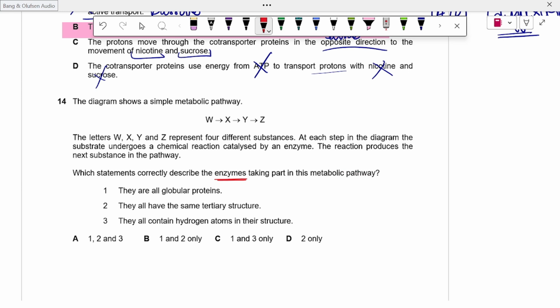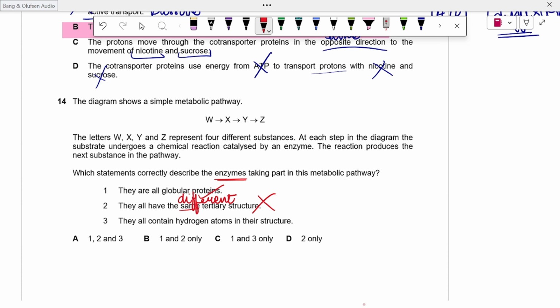So you're going to look at the properties of your enzyme. Recall the properties of your enzyme. They're all globular protein. This is true. All your enzymes in your cell, in your body, are globular protein. None of them are fibrous protein. They all have the same tertiary structure. अगर सबका tertiary structure same होता तो सबका substrate भी same होता. Which is why this statement is logically wrong. They have different tertiary structure. They all contain hydrogen atom in their structure.